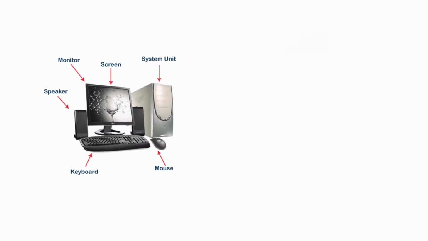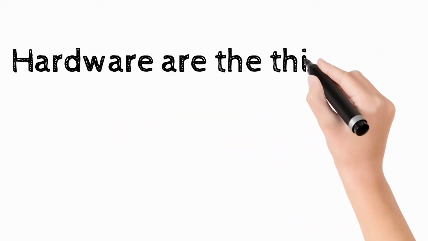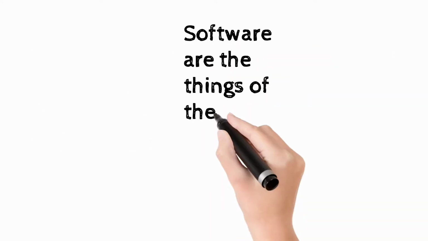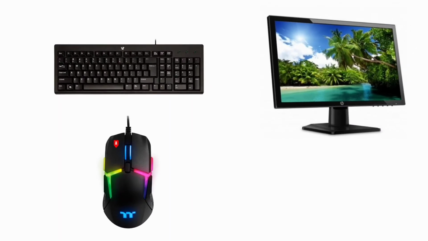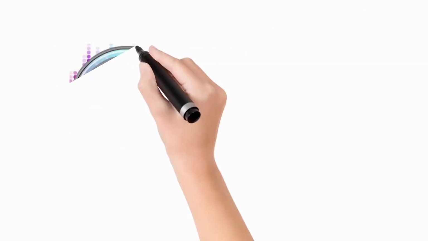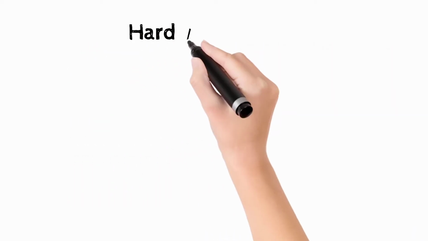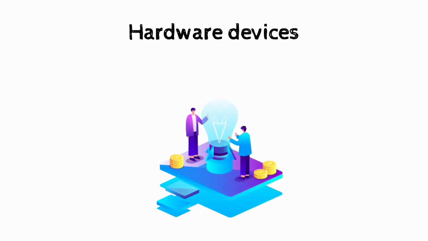Computer consists of two things, hardware and software. Hardware are the things of the computer which we can see or touch, and software are the things of computers that we can't see or touch. Computer hardware devices are keyboard, mouse, monitor, speakers, and many more, while computer software are video editors, computer games, video players, and many more. There are many hardware devices which enhance the use of a computer.